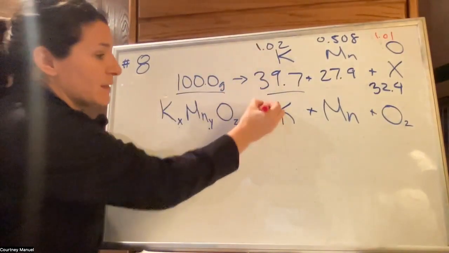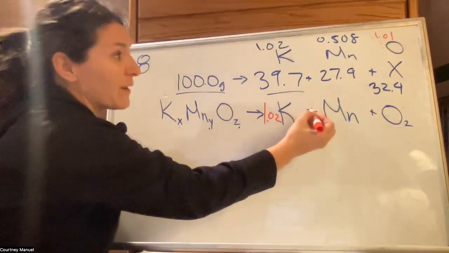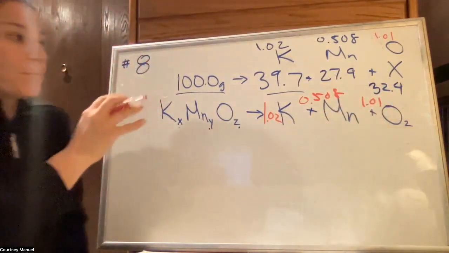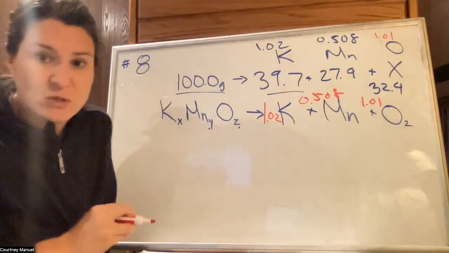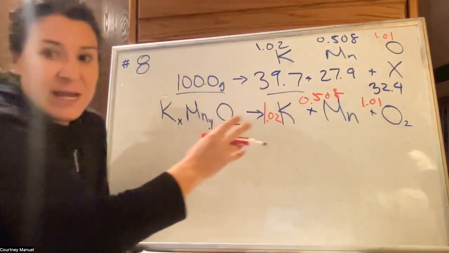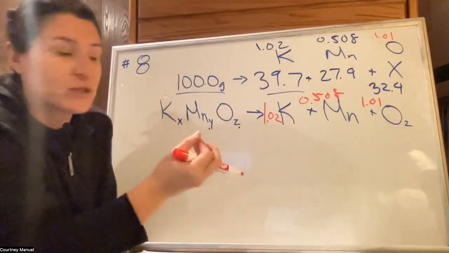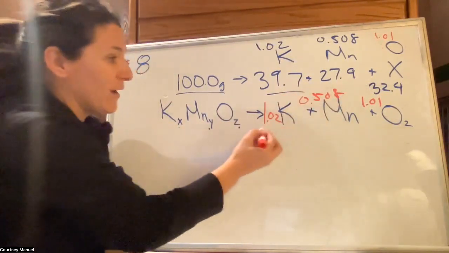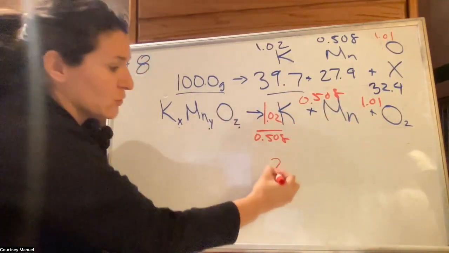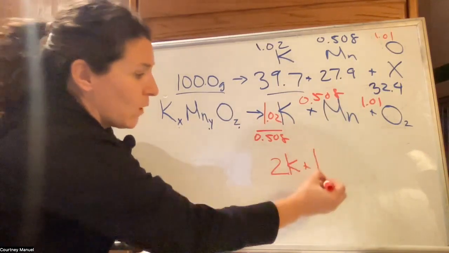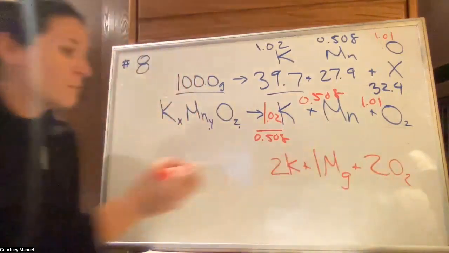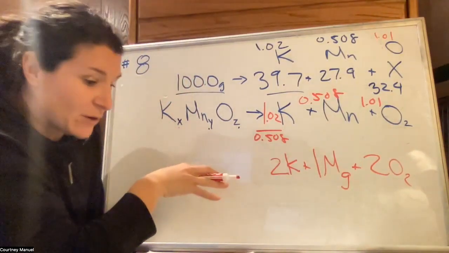So if we were to plug these in, this would be a 1.02, like if we were going to balance this equation, a 0.508 and then a 1.01. But we can only use whole numbers. We can only do like 1, 2, 3, 4. We can't have this 0.5. And so to change all of them into whole numbers, we divide by the smallest number. So if we divide all of them by this 0.508, we end up with 2 potassiums, 1 manganese, and 2 O2s. Now that's what it gets broken down into.